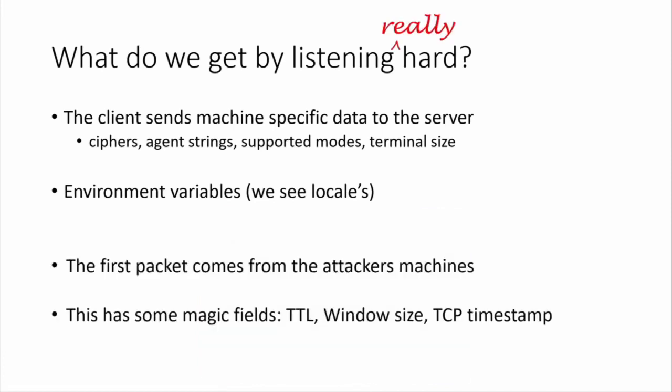Because I record the first packet that comes from the attacker, this packet is really special because it's come from the attacker's machine. And the TCP standard says certain values need to be present and they need to be generated on the attacker's machine. So magic fields like the time to live, the window size, and the TCP timestamp give us interesting information. We can work out uptime. We can work out the attacker's real OS, even if they change their agent string.